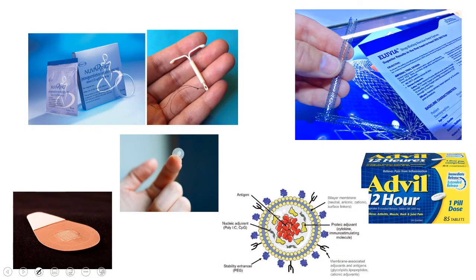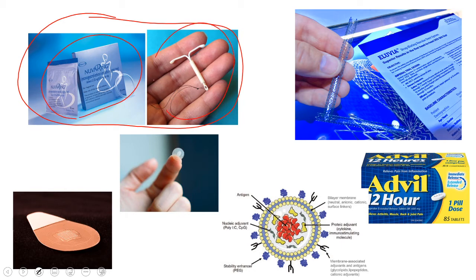So these are some examples of drug delivery biomaterials. This one here, these are hormonal contraceptives. They are synthetic polymers that release hormones over time so that women don't get pregnant. NuvaRing is one example, and then Mirena is a hormonal contraceptive that is also very popular.